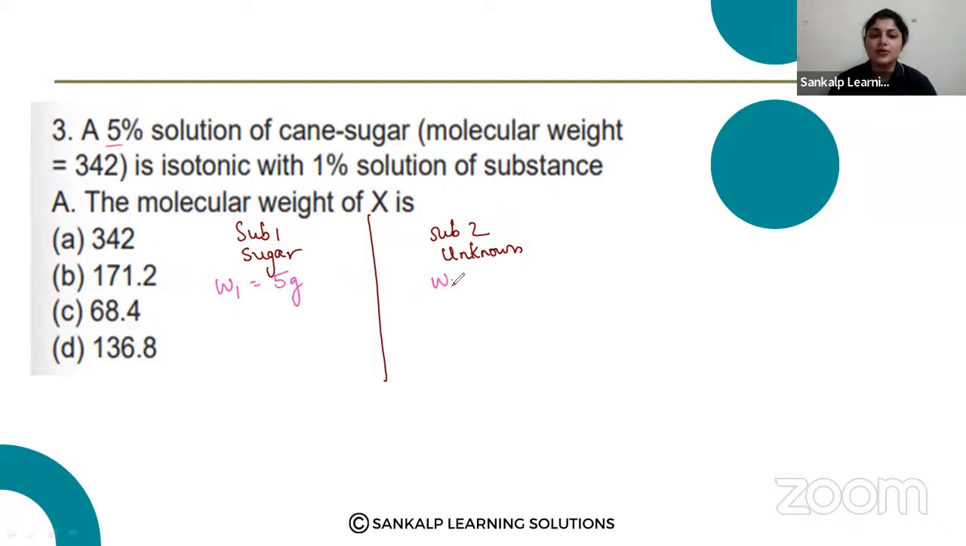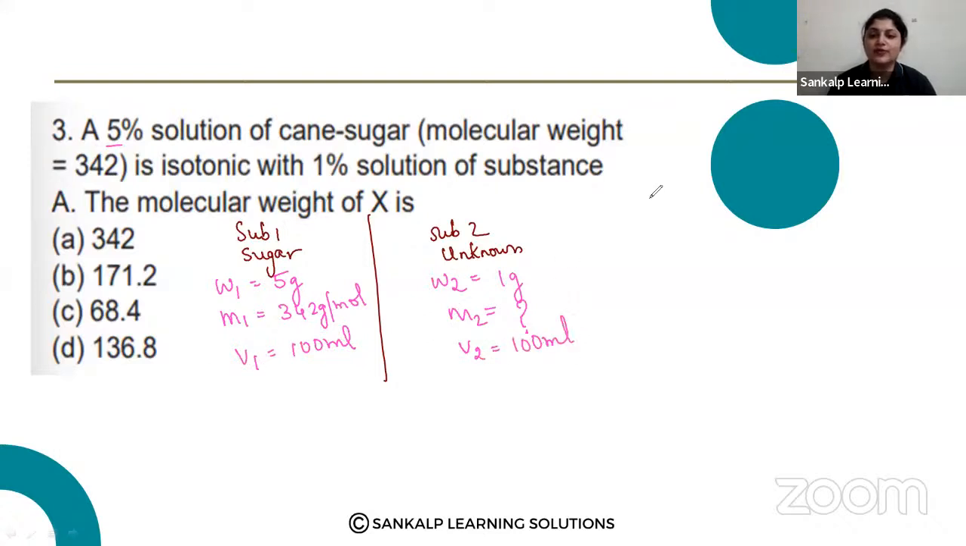What is W2? We'll take it as 1 gram. What is mass M1? It is 342 grams per mole. And this M2 we don't know, so keep it as a question mark. Then V1 is given as 100 ml, and V2 is also given as 100 ml.